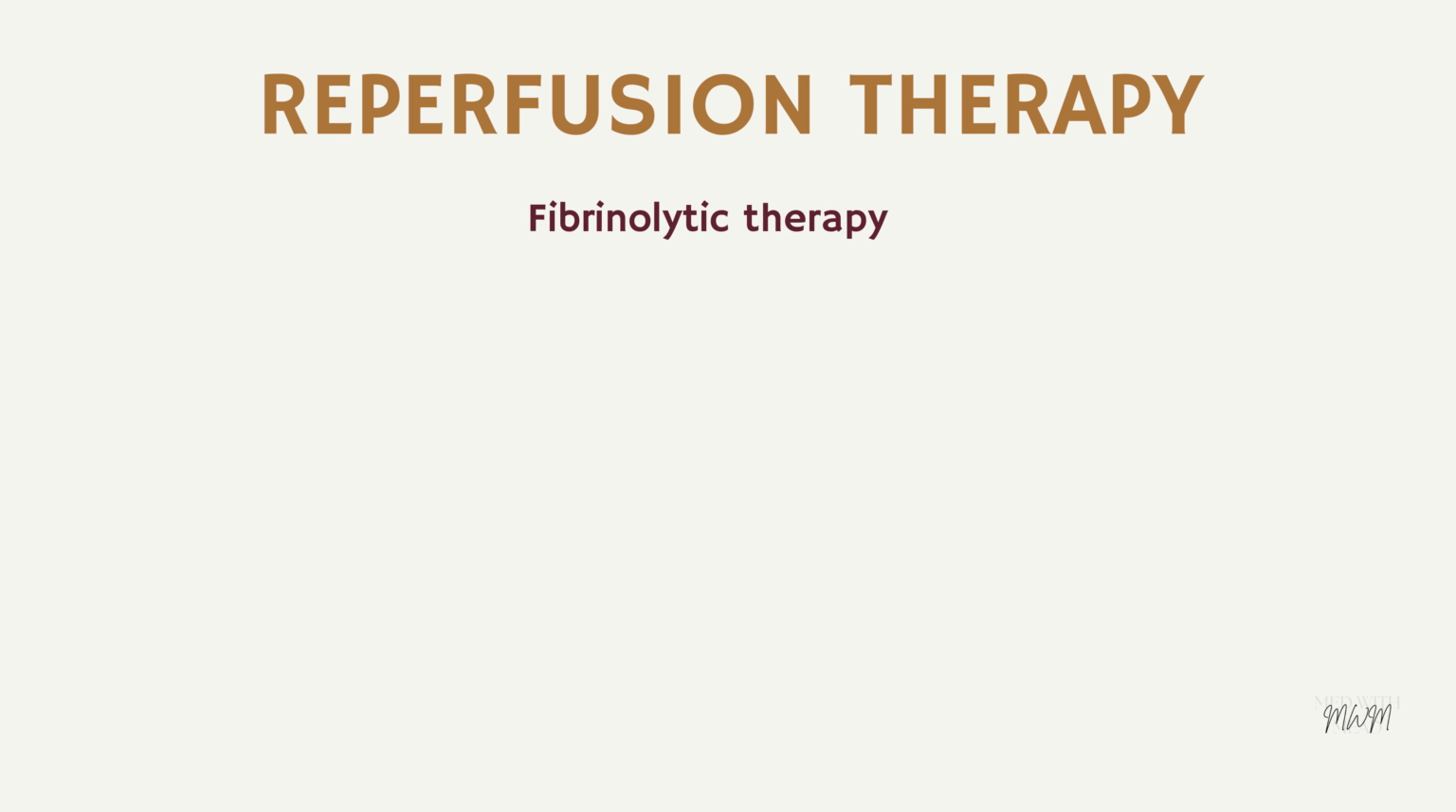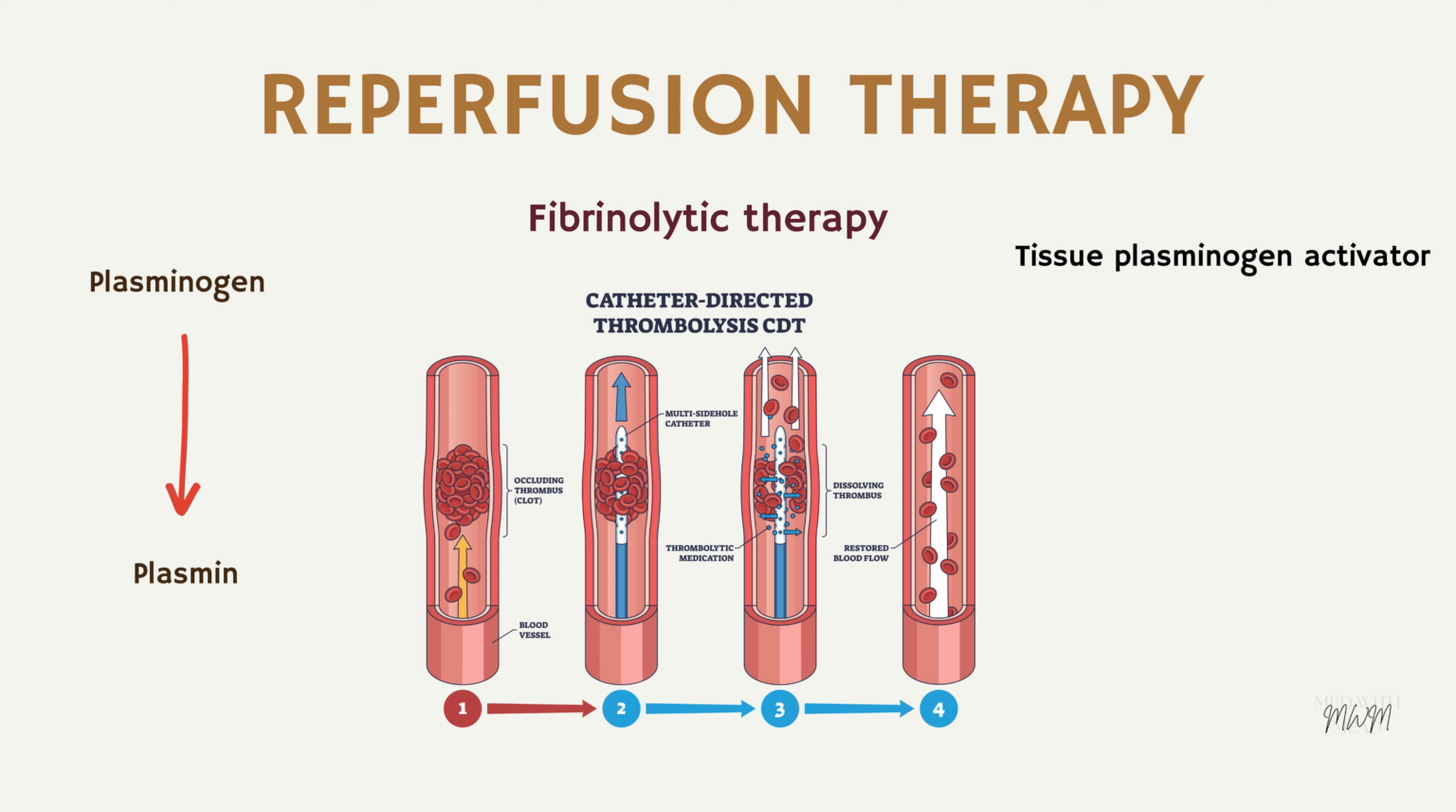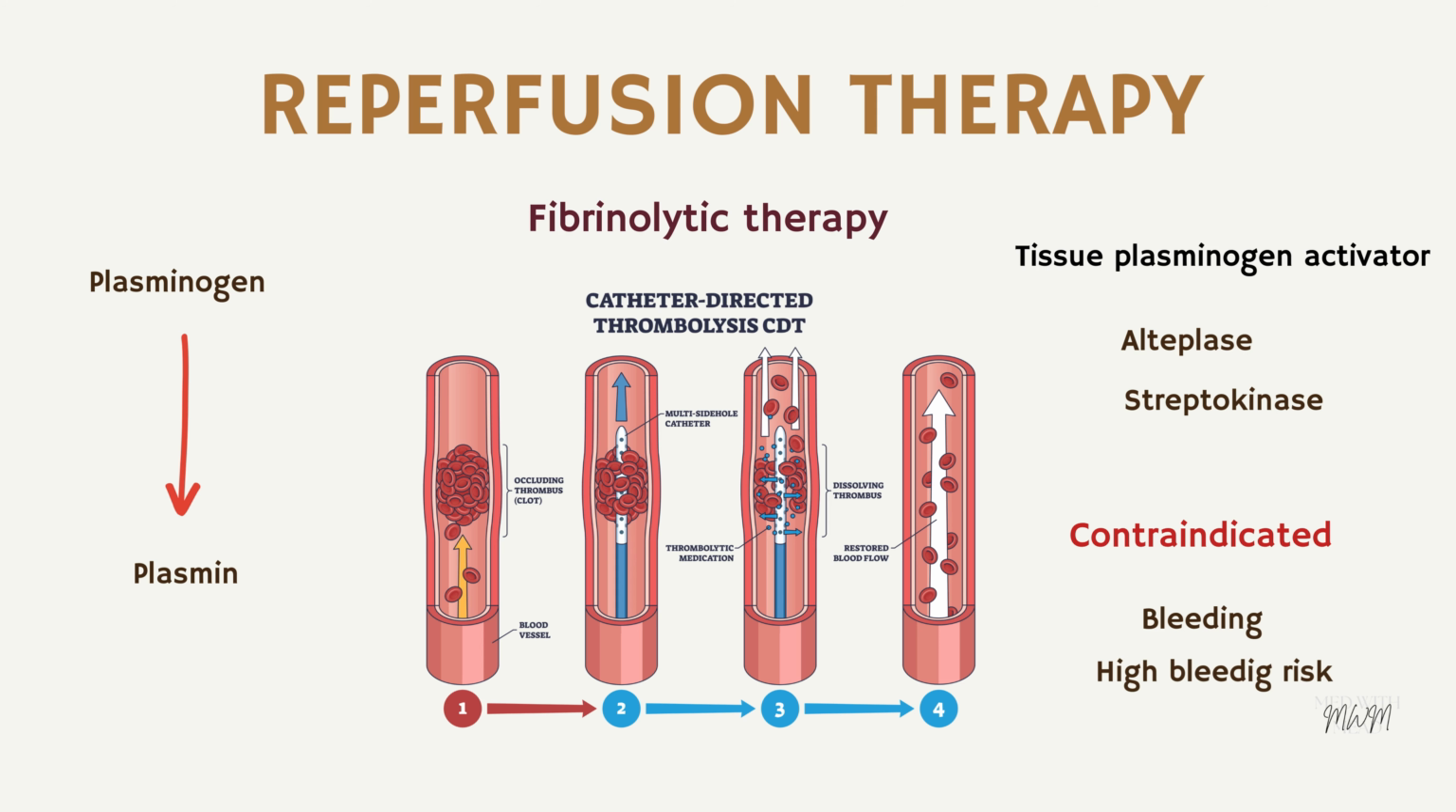Finally, fibrinolytic therapy. This treatment dissolves the clot by converting plasminogen to plasmin. Common agents include tissue plasminogen activators like alteplase or streptokinase. Fibrinolysis is avoided in patients who are actively bleeding or at high risk of bleeding. Now that we have covered reperfusion strategies, we can move on to the management algorithms for STEMI and NSTEMI.